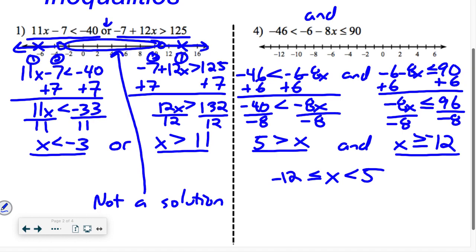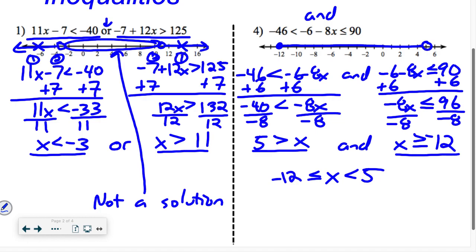So now when I go back to my number line, I want to graph this. Negative 12 is less than or equal to x, so that's going to get a closed circle. x is less than 5, so that's going to get an open circle. In this scenario, we are only concerned with the values that work for both inequalities. Previous example with or, it just needed to work for one. Here, we need to work for both. So that's why we shade everything in the middle, and we don't go beyond.